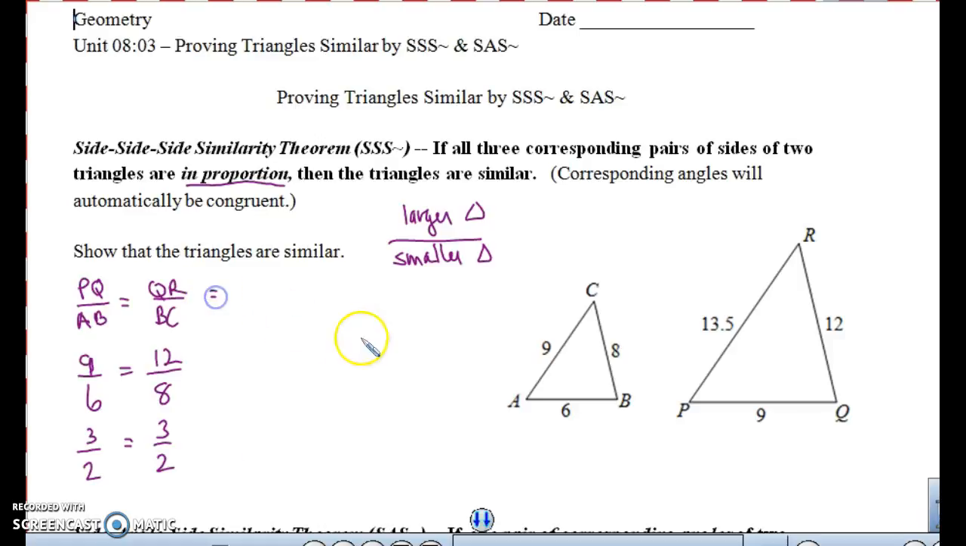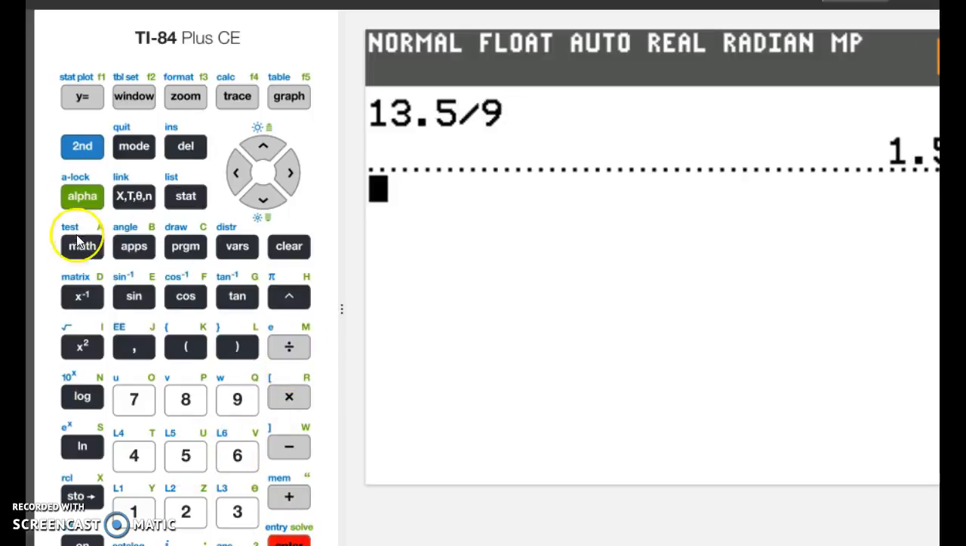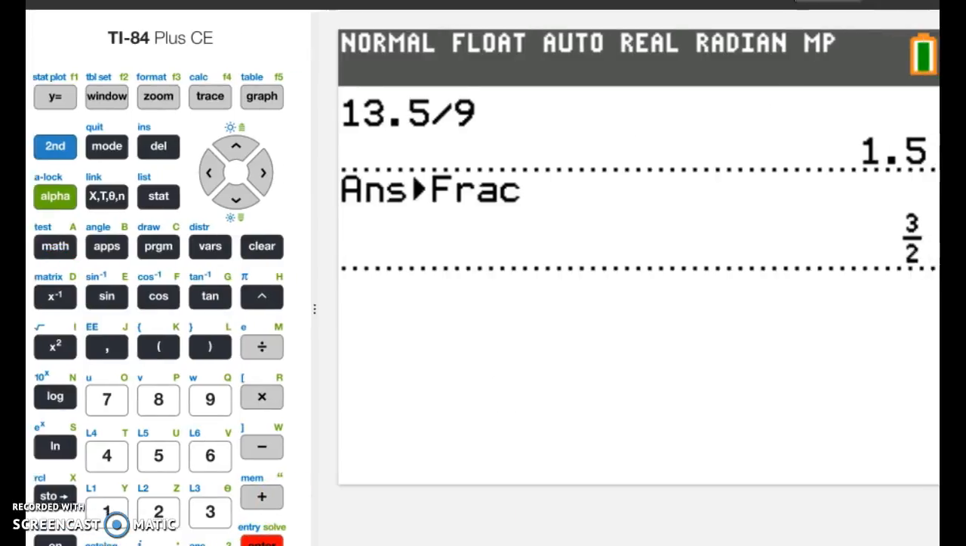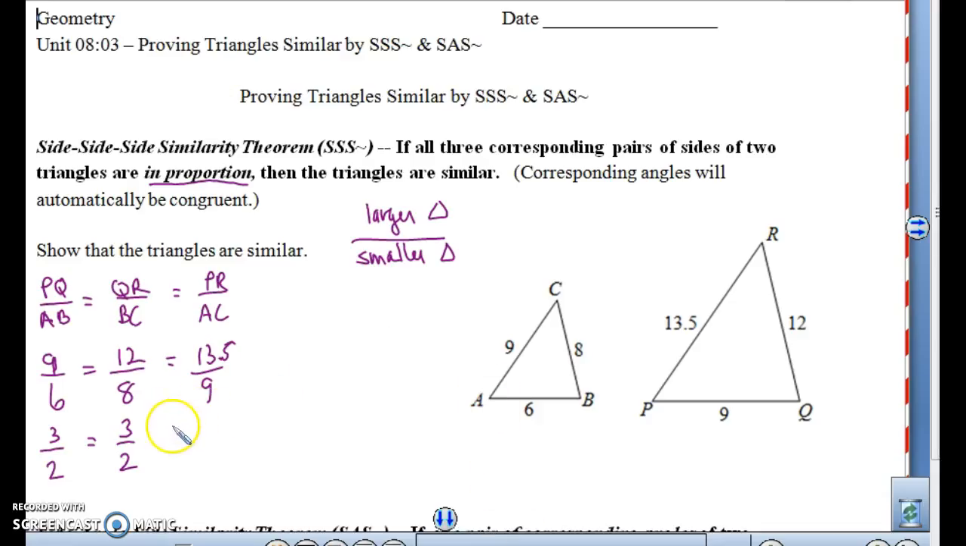And for my third side, my longest sides, I have PR and AC. So PR to AC, if I take 13.5 and divide it by 9, I can even put it in my calculator and see. 13.5 divided by 9 is 1.5, math, enter, enter, is 3/2. So you can see that it does come out to be a ratio of 3/2.